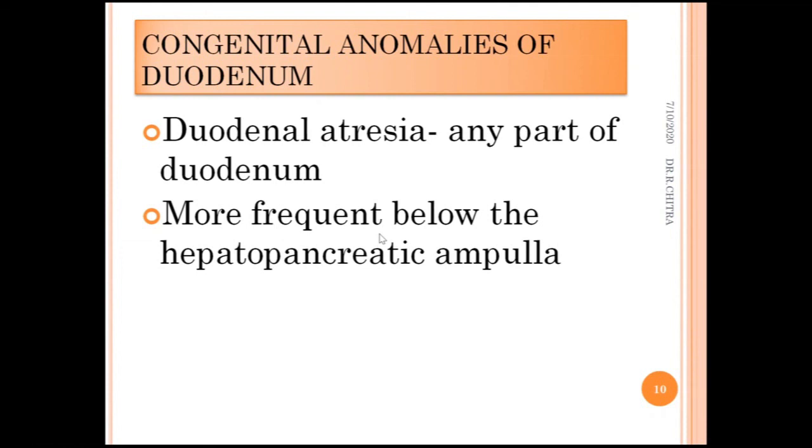So we have completed the development of the duodenum in this class. We are doing the foregut derivatives. We will see the other foregut derivatives in the next class.